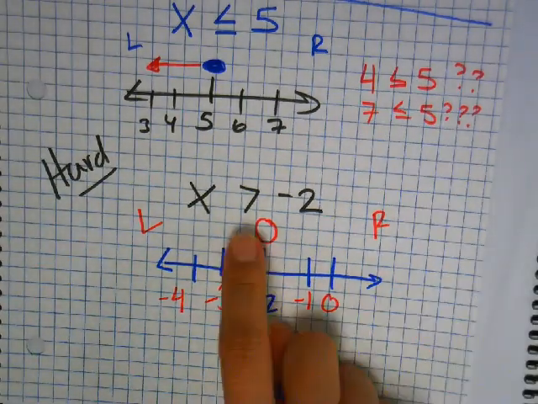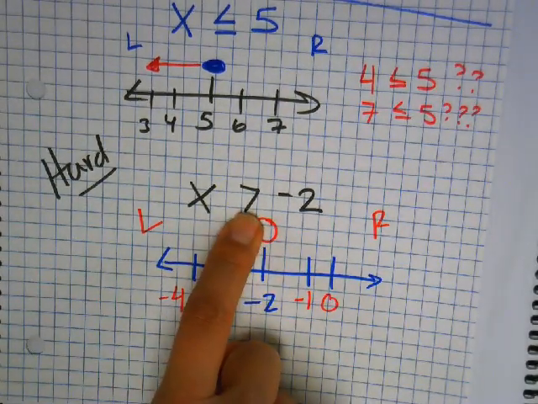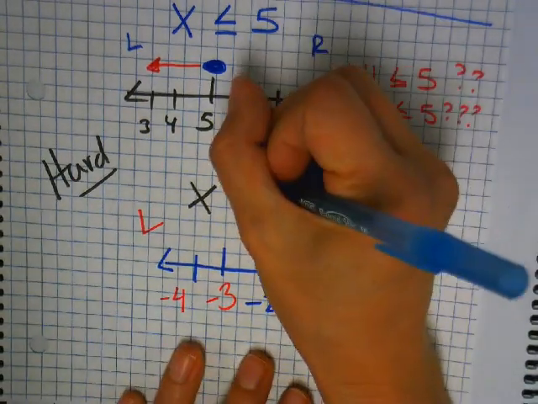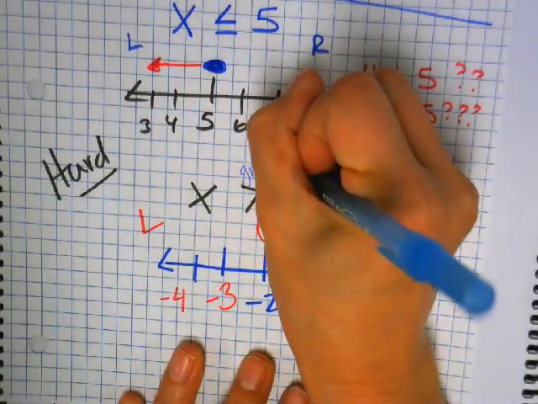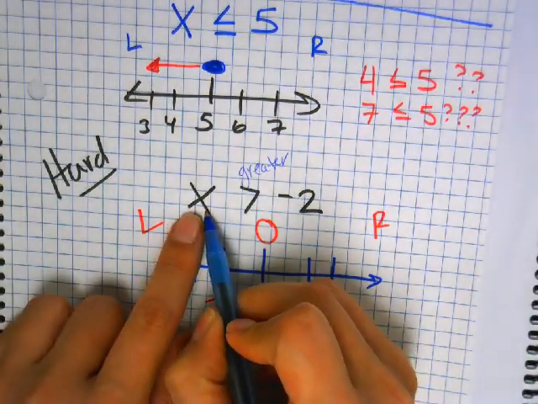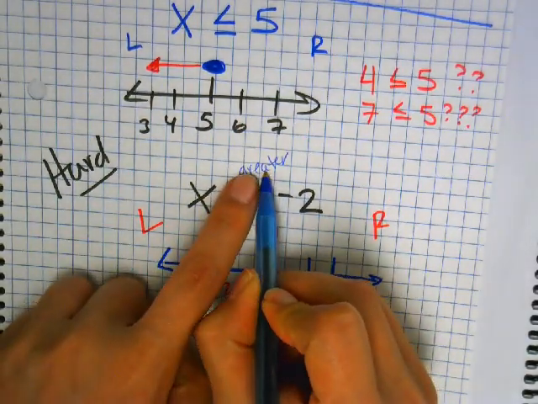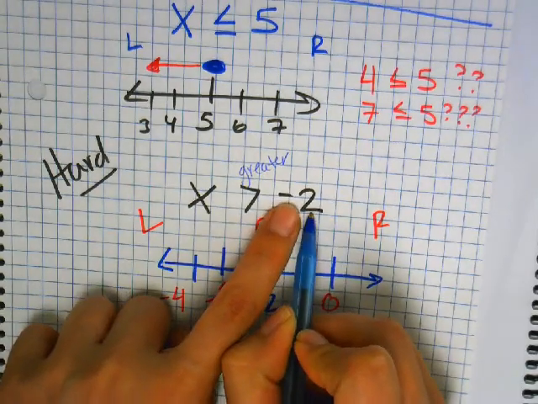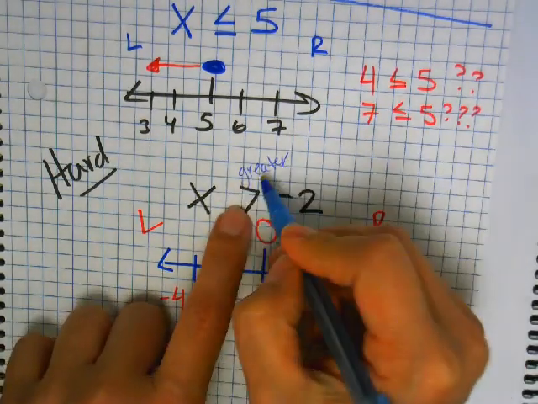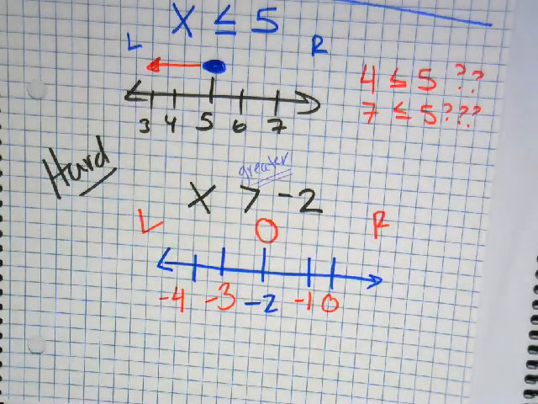Okay. What is this symbol called? Greater. This means greater. So I'm looking for numbers that are greater than -2. Which numbers are greater, bigger than -2?